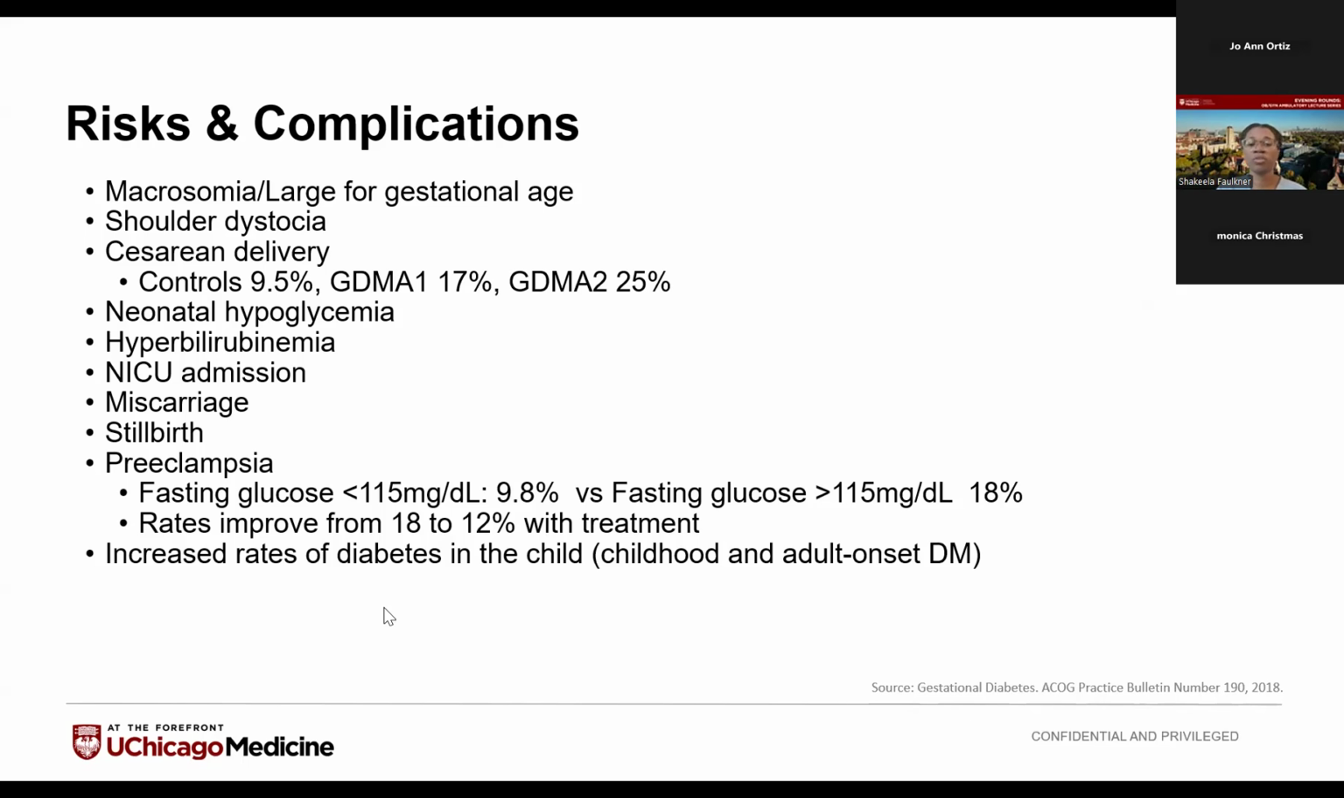Especially for poorly controlled diabetes, people who almost mirror a type 2 picture, there can be an increased risk for stillbirth, and then preeclampsia. One study showed that patients with lower fasting glucose had a rate of about 9.8% compared to those with higher fasting glucose up to 18%, so almost double. But they also showed that with treatment and normalizing of those blood glucoses, we could get people down to more like 12%, which is much more similar to the controls. And then thinking about the long term, we can see increased rates of diabetes in the child, in both childhood and adult onset diabetes.